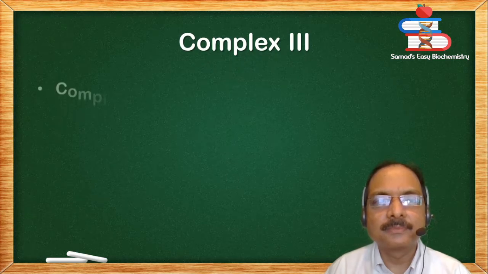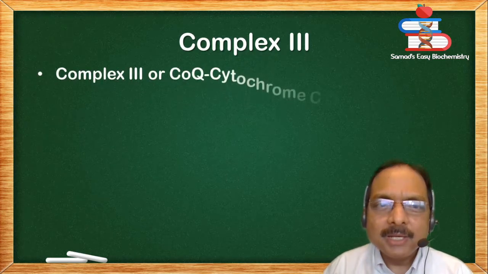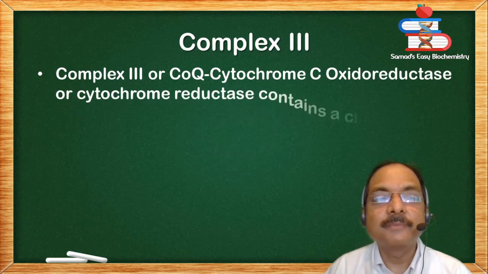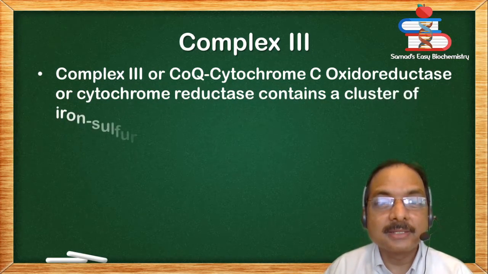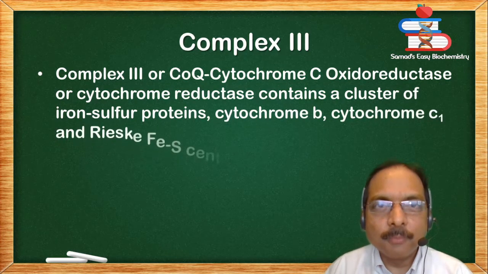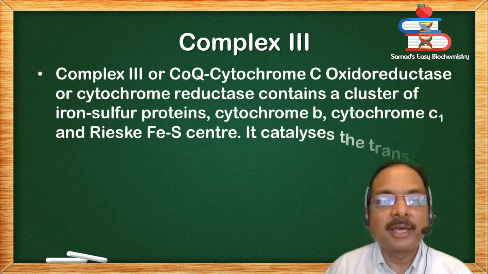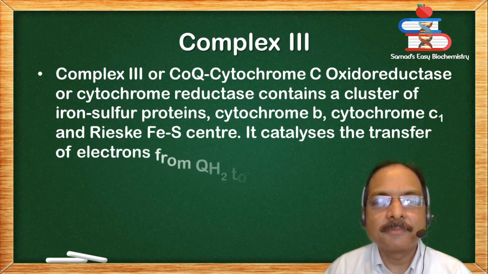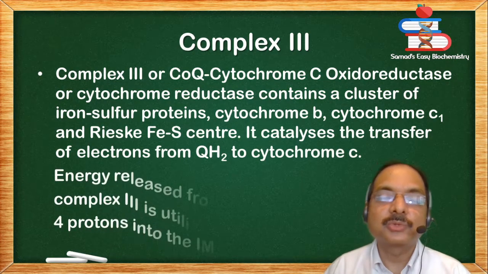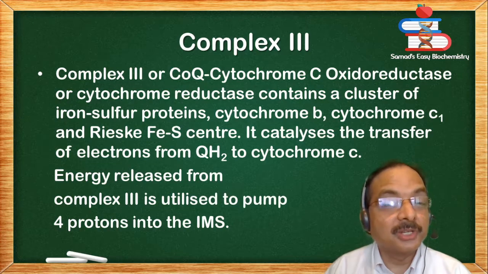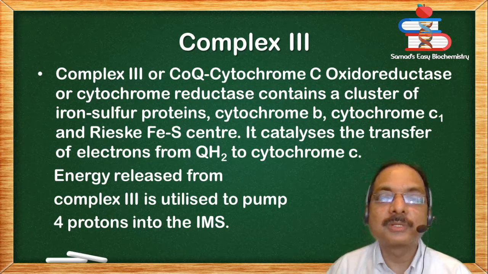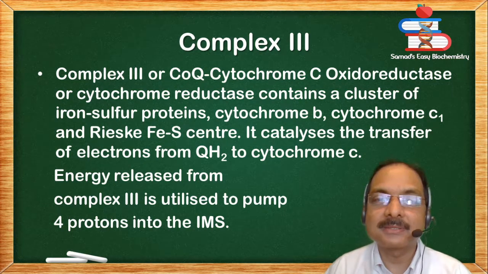Complex 3. Complex 3 or coenzyme Q cytochrome C oxidoreductase or cytochrome reductase contains a cluster of iron sulfur proteins, cytochrome B, cytochrome C1 and Rieske iron sulfur center. It catalyzes the transfer of electrons from QH2 to cytochrome C. Energy released from complex 3 is utilized to pump 4 protons into the intermembrane space.